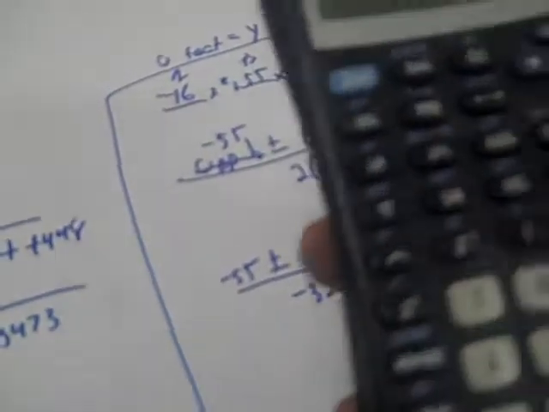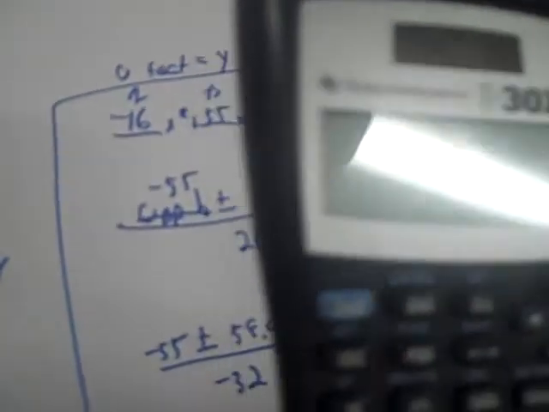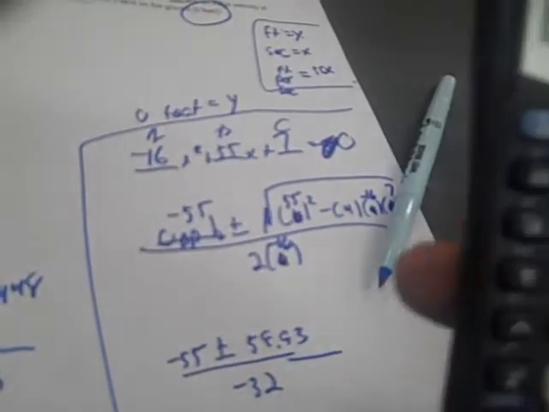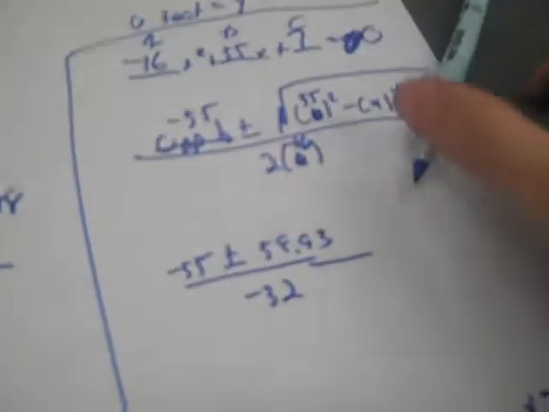Okay, so negative 55 plus 58.93 equals, divide by negative 32, negative 0.12. Negative 55 minus 58.93 divided by negative 32, 3.56. 3.56 is the more logical of the 2 answers, so that's what I roll with. Okay, hopefully that made sense, and eventually this week I'm going to give you one of these to work on your own in class, so you know kind of what to expect.